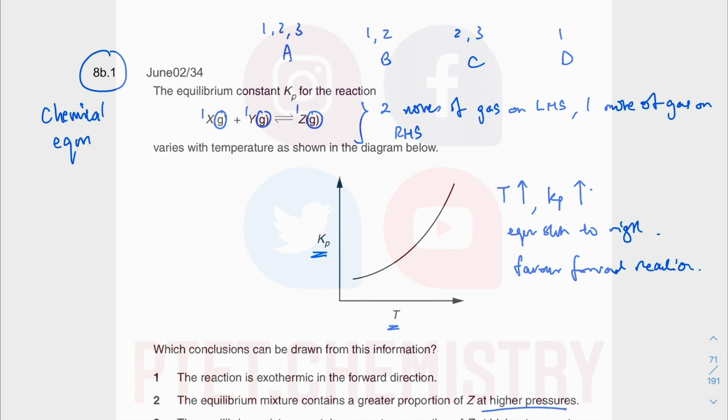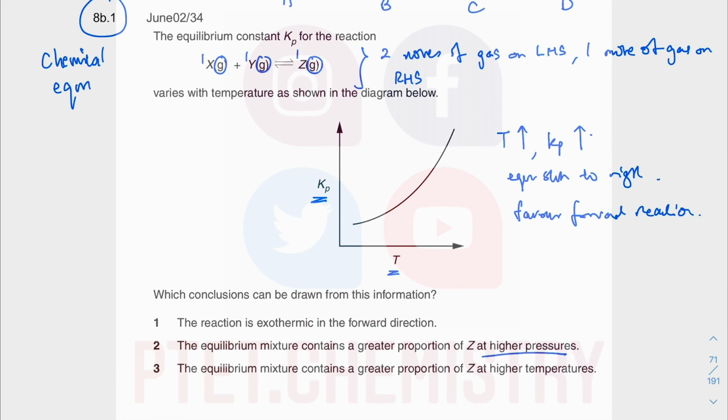So when you increase pressure, the equilibrium will try to oppose the change by decreasing the pressure. And because you have 2 moles of gas here and 1 mole of gas here, the equilibrium will try to decrease the pressure by shifting to the side with fewer gaseous molecules, which is to the right. So at higher pressure, the equilibrium shifts to the right hand side to try and decrease the pressure, because the right hand side is the side with fewer gaseous molecules. Okay, so indeed you will get more of Z at higher pressure.